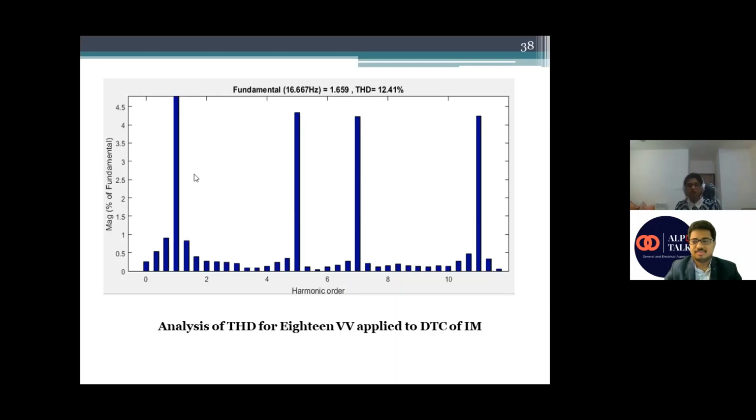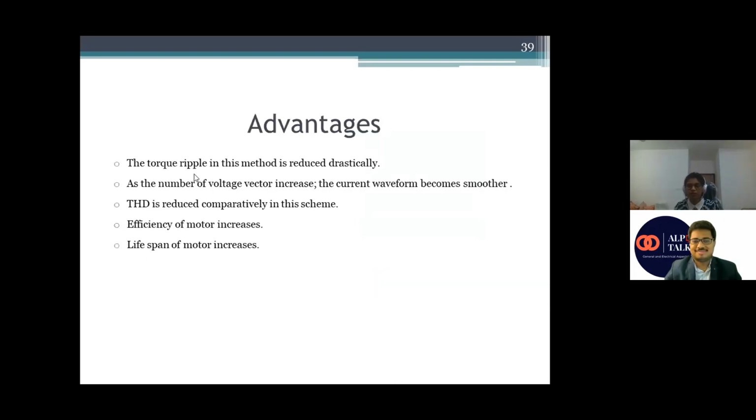You are wondering why I am using more and more virtual voltage vectors. I mean, the processing and everything will take more time. Did you get a faster response, because you are going to calculate so many parameters? Is it okay, because you keep on increasing the samplings and multiple things? Yes, definitely.